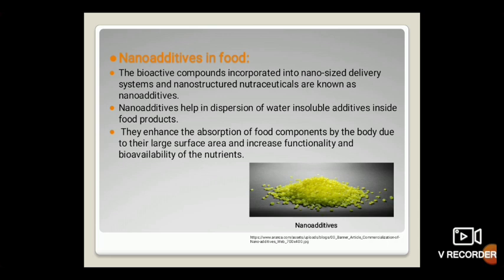The use of nano-additives minimizes the concentration of ingredients needed in the food product. Currently available nano-additives are colors, flavors, antioxidants, antimicrobials, vitamins and preservatives.